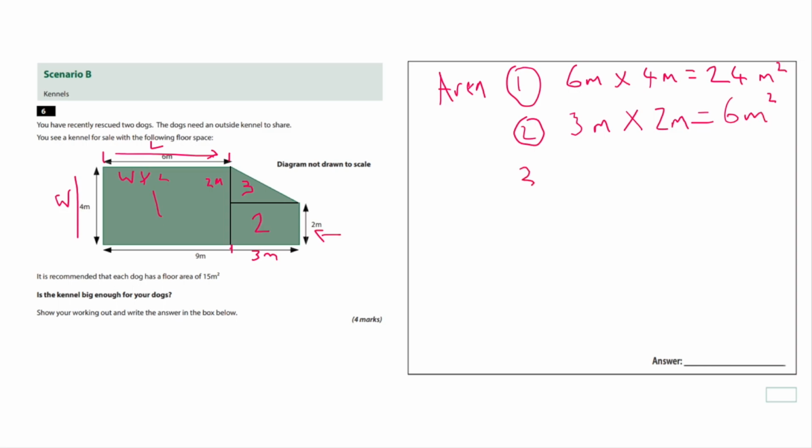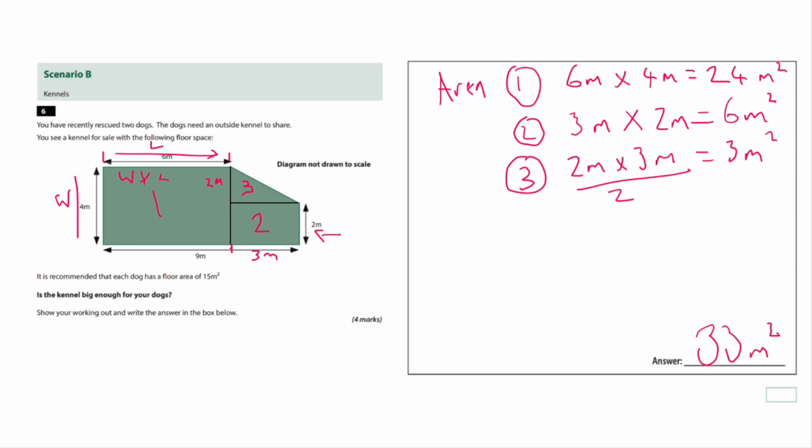Now area of shape number 3 is going to be 2 meters times 3 meters, but divided by 2. That's going to equal 6. 2 3s are 6, but divided by 2 is going to be 3 meters squared. Then we just add these all together here. So 24 plus 6 is 30, plus 3 is 33 meters squared. So your answer is 33 meters squared.